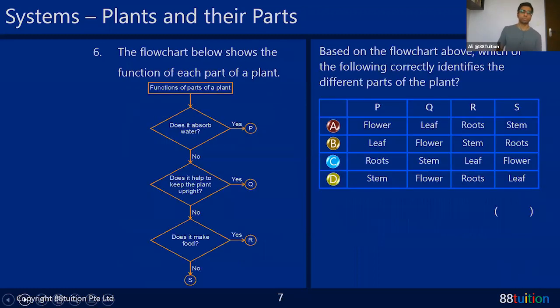Flowchart. Okay, this one no need to do. Very easy. Same as question one. Does it absorb water? Yes. Then it's roots. Does it help to keep the plant upright? Yes. Then it's stem. Does it make food? Yes. Then it's leaves.